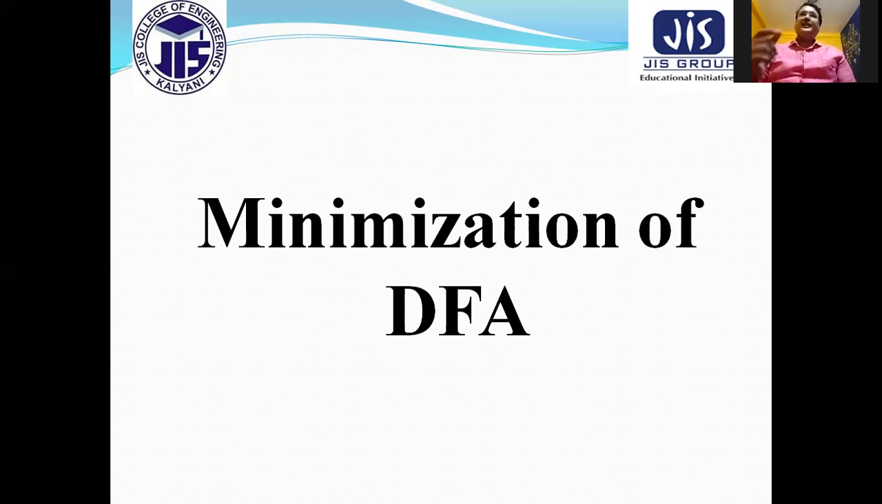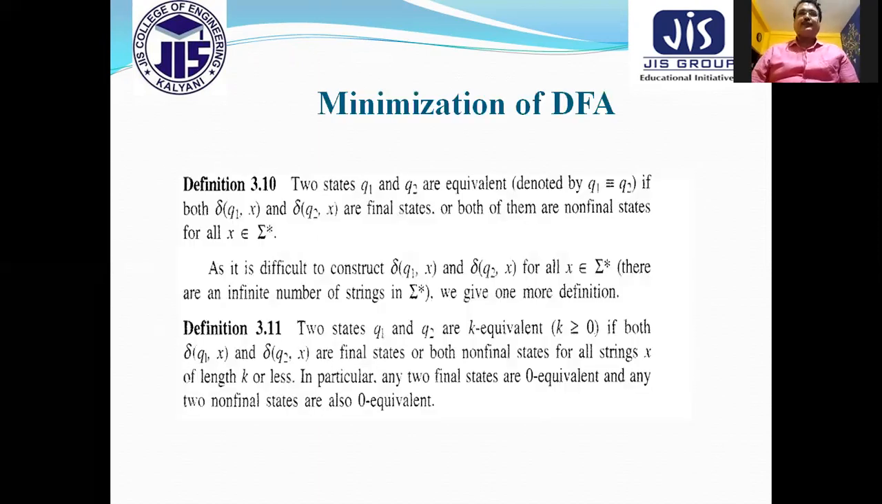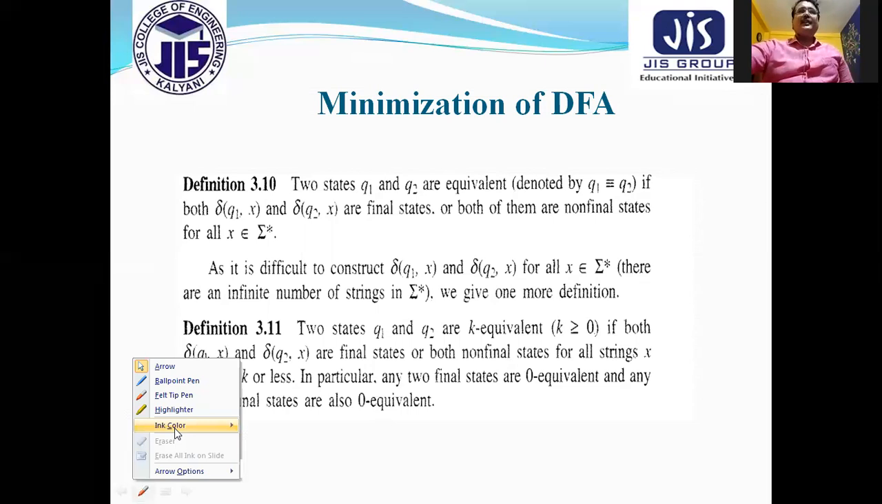The same thing is applicable. If a DFA is given, we have to try to minimize the DFA. Before that, we require two concepts: when I can say that two states are equivalent or not equivalent. What is the meaning of K equivalent? You can already get some idea from your finite state machine. Here the idea is the same, but here we are dealing with the DFA.